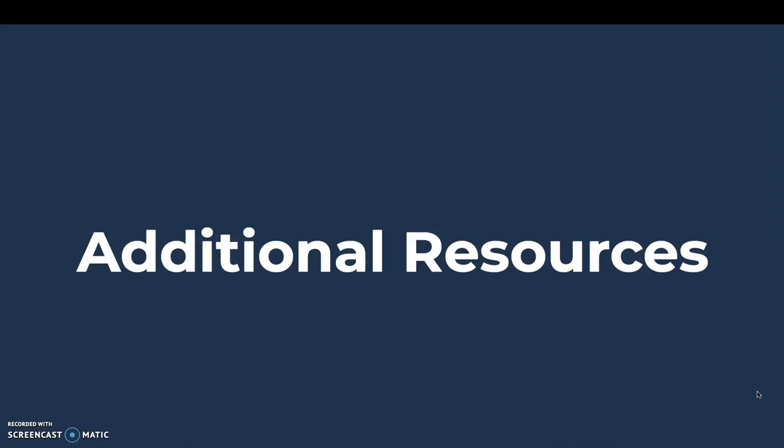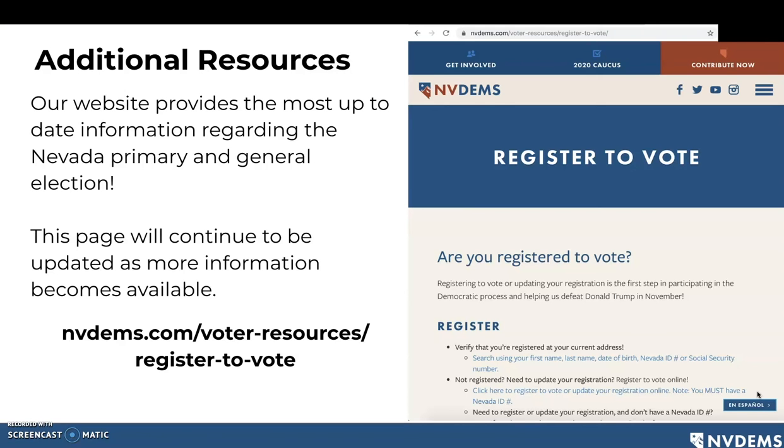Now let's go through the additional resources that the NV Dems are providing to you to make this process as easy and painless as possible. Our website provides the most up-to-date information regarding the Nevada primary and general election, and it will continue to be updated as more information becomes available. So please go to nvdems.com/voter-register/register-2-vote. And this has an exhaustive list of resources available to you.